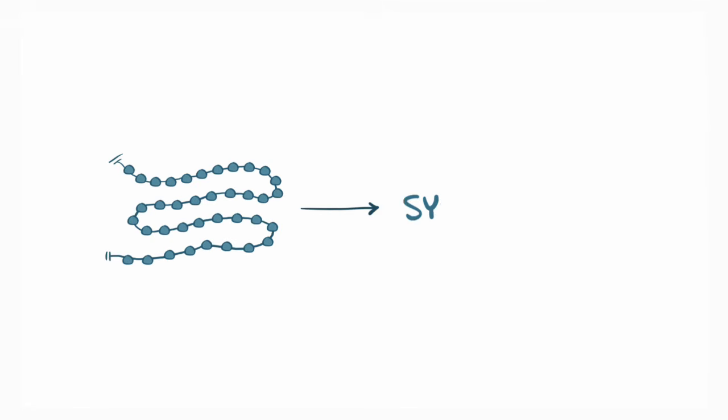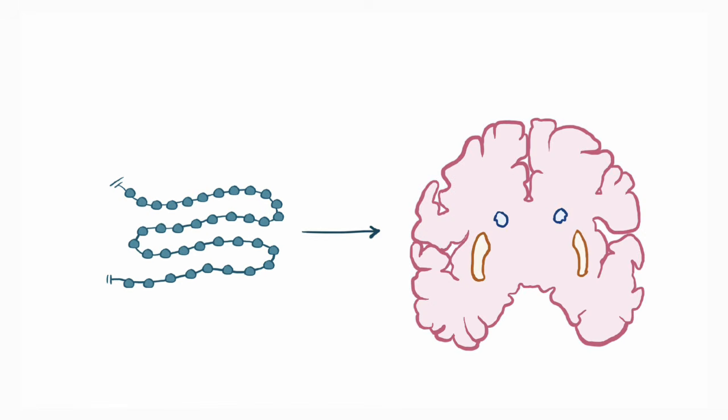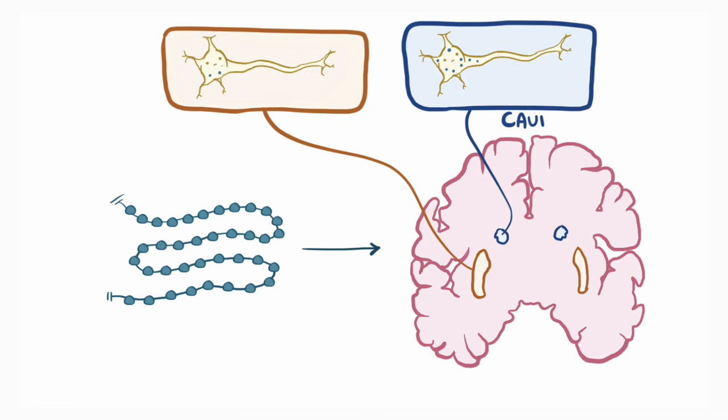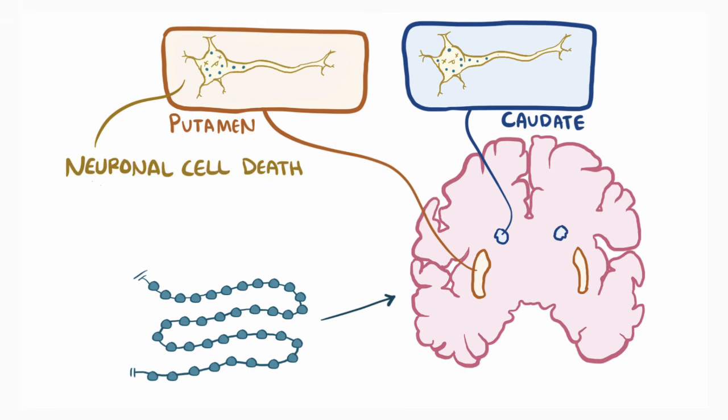The specific way in which extra glutamines cause HD symptoms isn't fully worked out, but some clues are that the mutated protein aggregates within the neuronal cells of the caudate and putamen of the basal ganglia, causing neuronal cell death. Cell death might be related to excitotoxicity, which is excessive signaling of these neurons, which leads to high intracellular calcium.